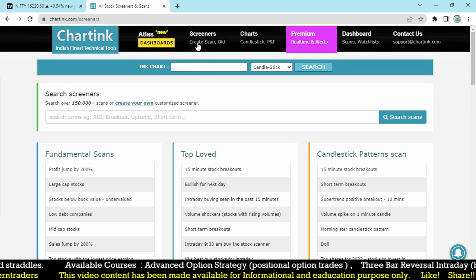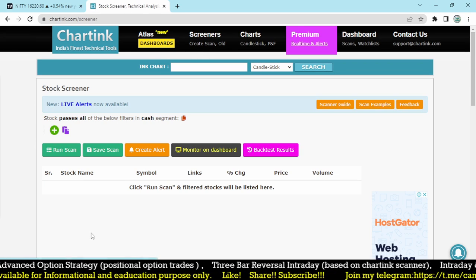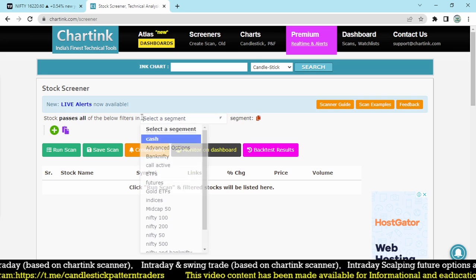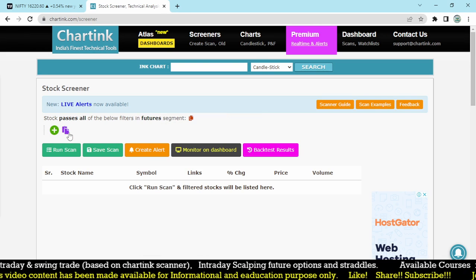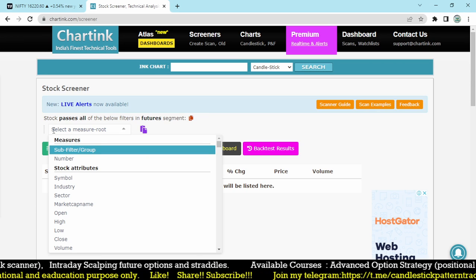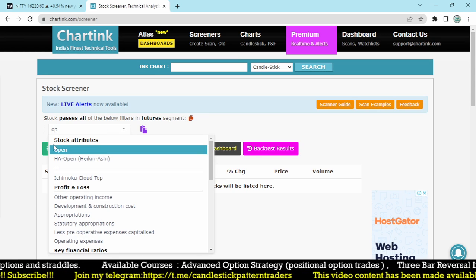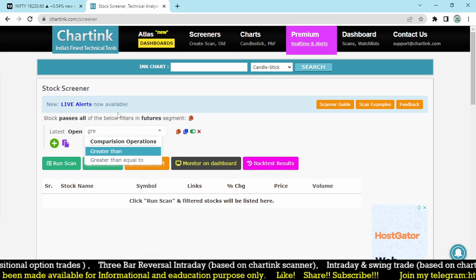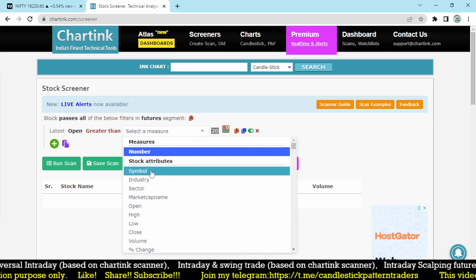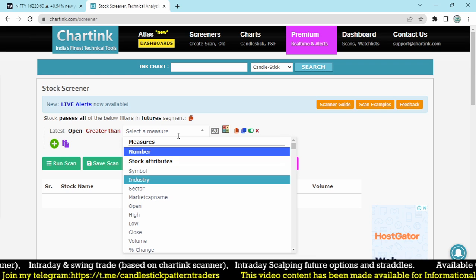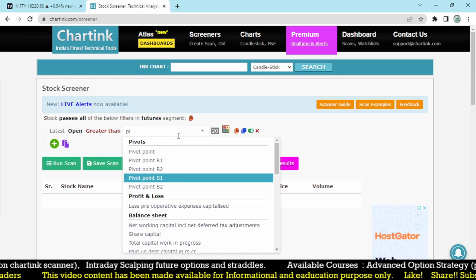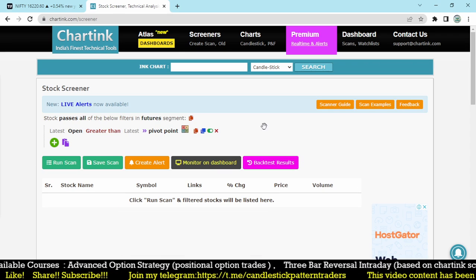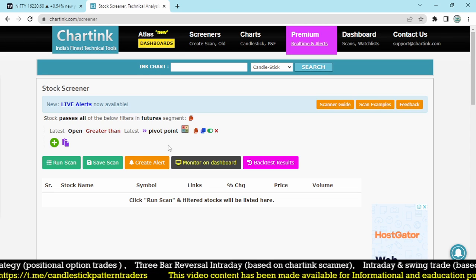We'll go to scanners, and I've already created the custom scanner. Simply, we can use it to find stocks in futures. Let me try with the latest open must be greater than the pivot point. So we can use the pivot point, yes. This will find the open which is greater than the pivot point.